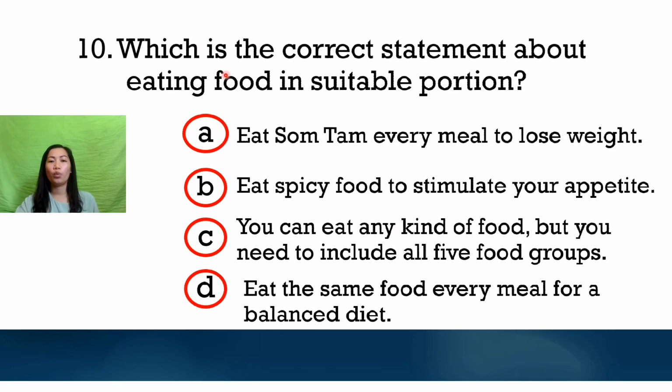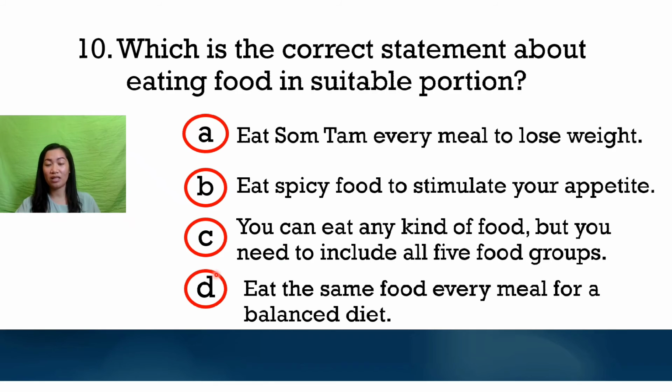Okay. Which is the correct statement about eating food in suitable portion? Again, which is the correct statement about eating food in suitable portion? Okay, letter A, skip some meals to lose weight. Letter B, eat spicy food to stimulate your appetite, meaning stimulate so that you have the energy to eat food. So that's why you need spicy food.